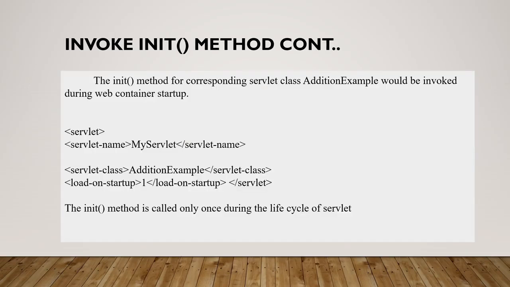So this is the web.xml mapping: servlet name, then servlet class name. After that, the mapping should be given in the web.xml file. And this method is called only once during the life cycle of the servlet.